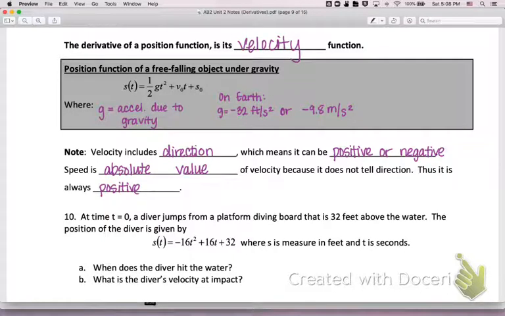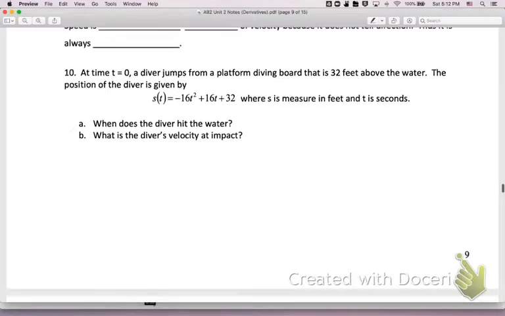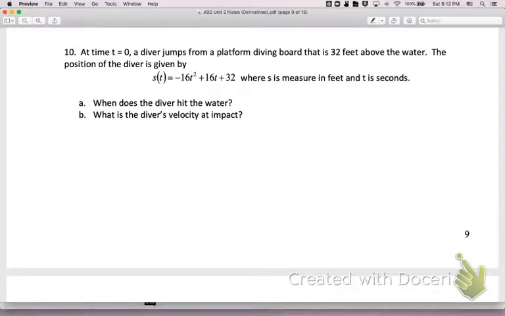So let's look at one example here of how we could use this information. Part A is really just an algebra 2 question. Part B is where we're going to use some calculus. So number 10 says, at time t equals 0, a diver jumps from a platform diving board that is 32 feet above the water. The position of the diver is given by s of t, where s is measured in feet and t is in seconds.